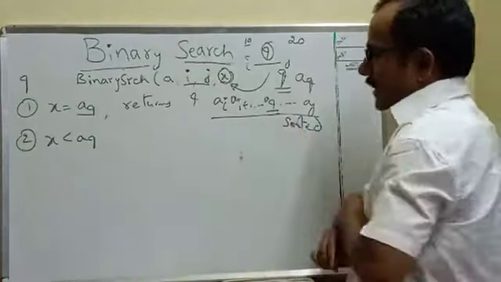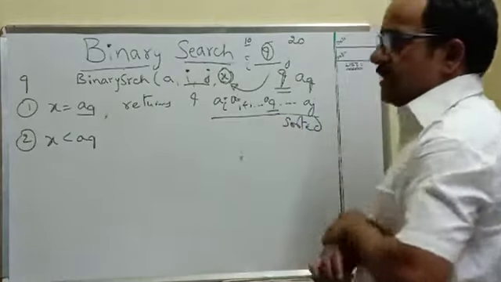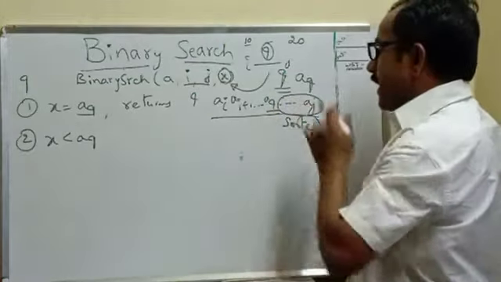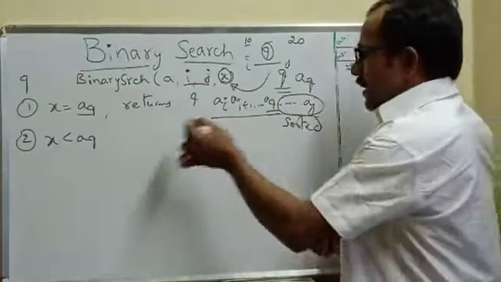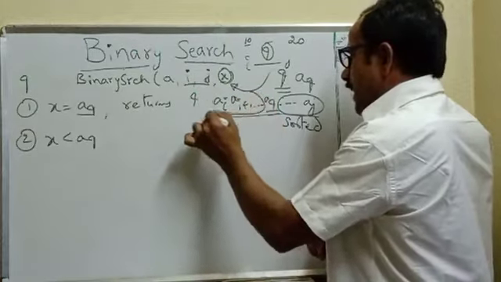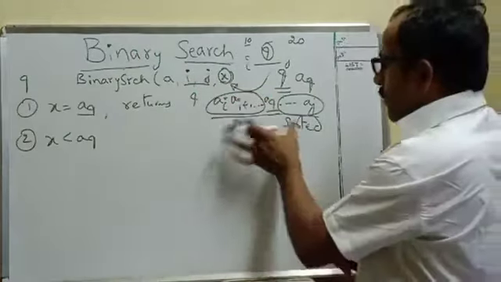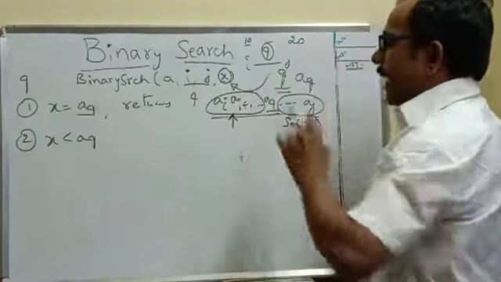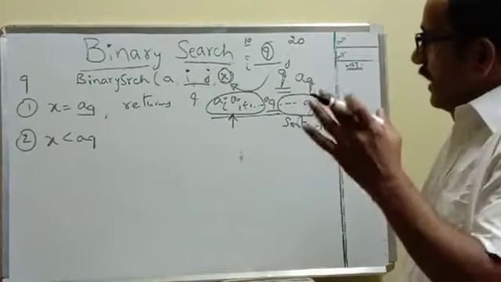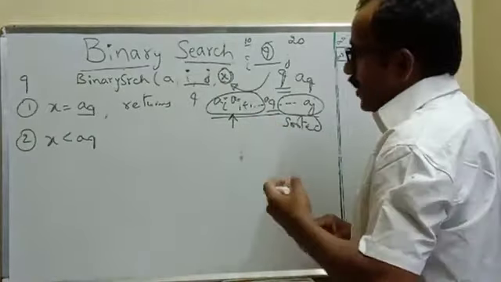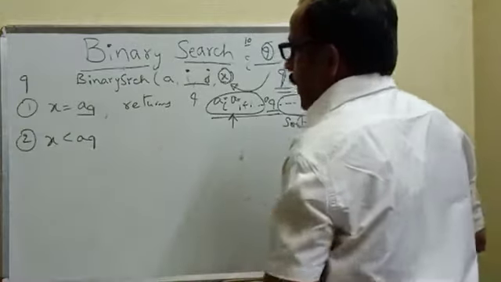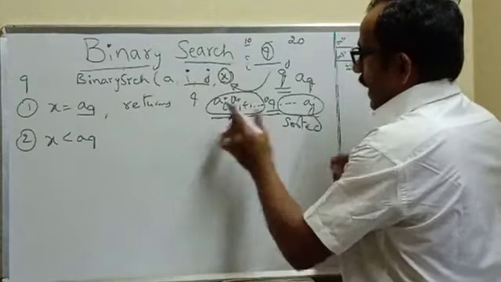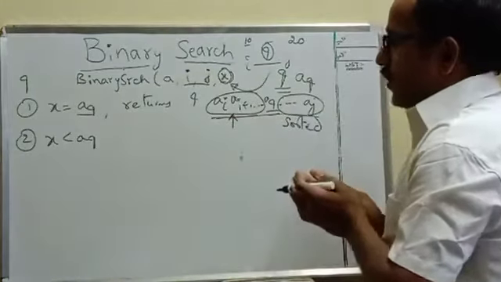Now suppose the relationship is like this. After selecting a location, the element at that location is greater than the searching element. All the elements are sorted, so we cannot go further right, because all those elements are greater than aq. The element x is less than aq. Then we say that the element may be present on the left side of aq. Then how can we frame the binary search procedure now? If x is less than aq, then x lies on the left side of aq, because all the elements are in sorted order.